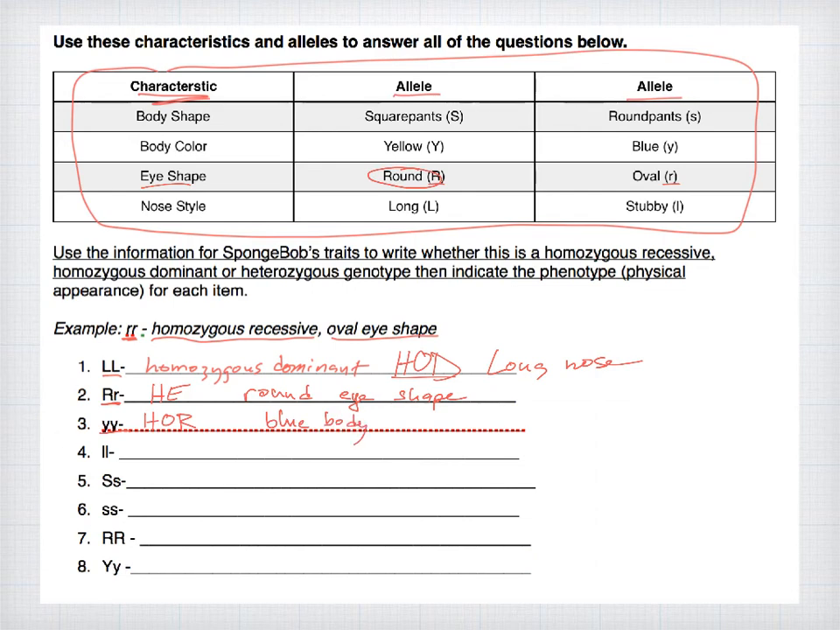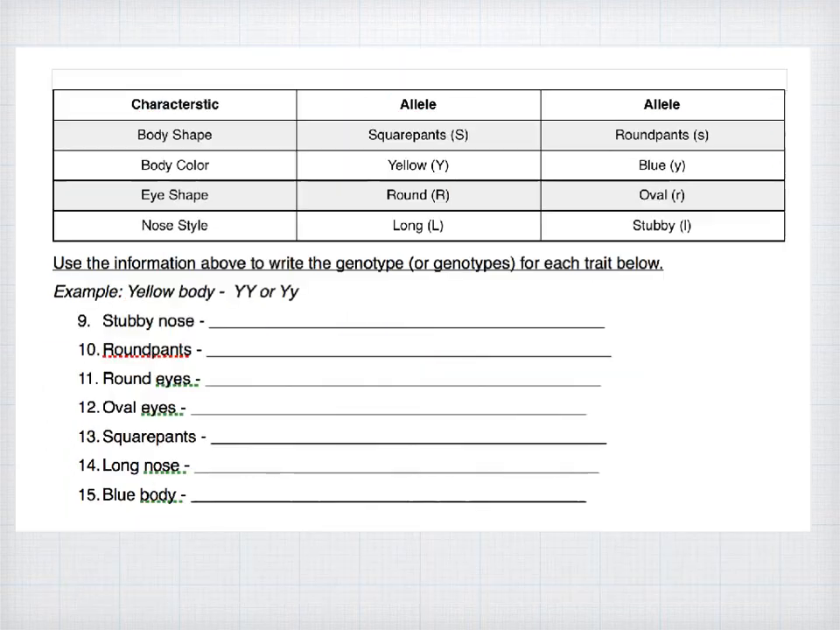Okay, so pause the video and you're going to do 4 through 8 on your own, filling that notebook paper in, questions 4 through 8. Again, you can use the acronyms. Homozygous dominant is HOD, heterozygous is HE, and homozygous recessive is HOR. You can use that for that. Get the physical characteristic correct, and when you're done, restart the video.